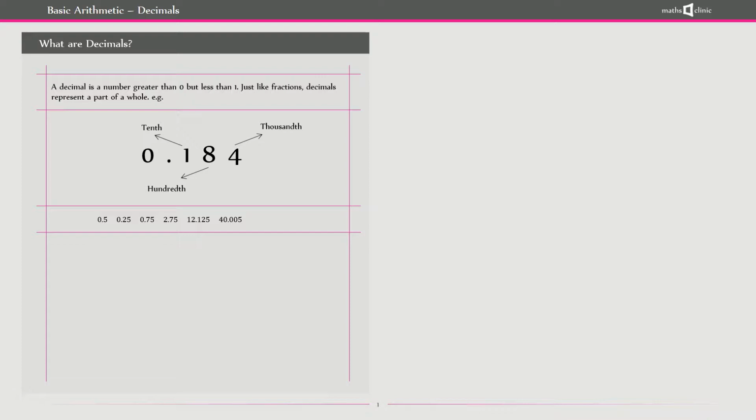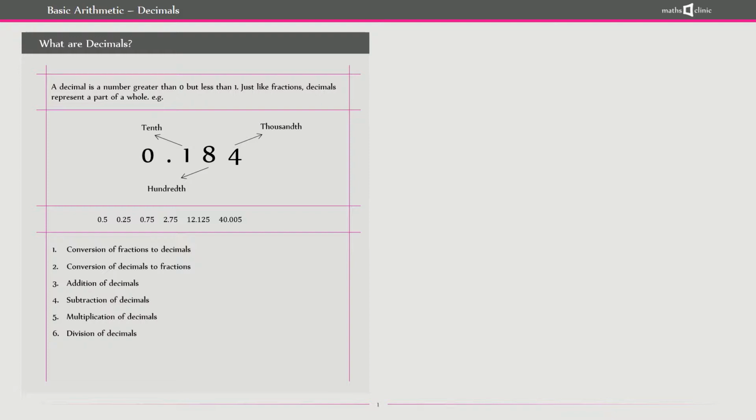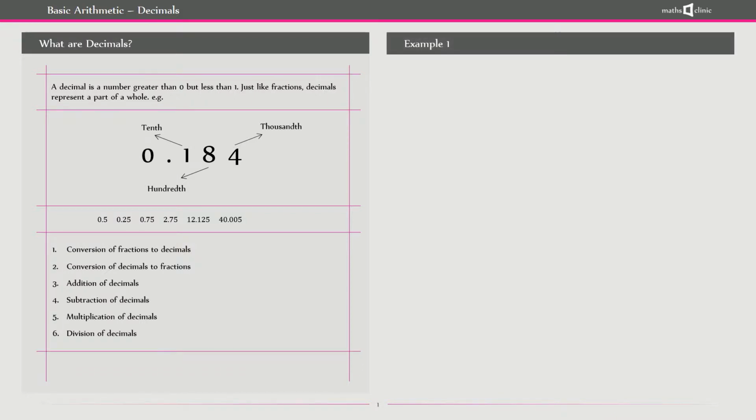So what are we going to be learning in this lesson? We're going to learn to convert fractions to decimals. We'll learn to convert decimals to fractions. We'll learn to add decimals, subtract decimals, multiply decimals, and finally we'll learn to divide with decimals. Let's jump right into that, and we'll be doing that using examples.